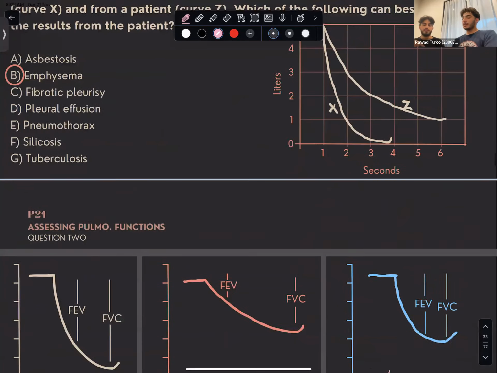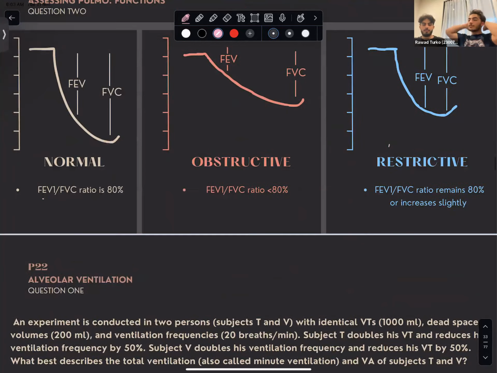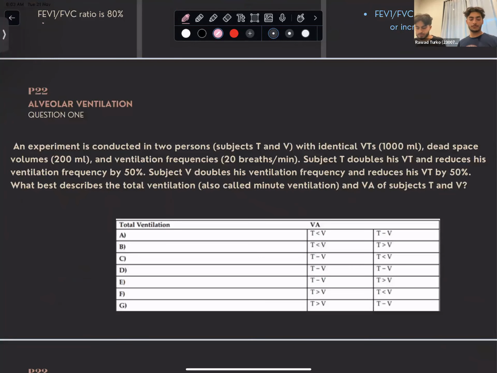Okay, moving on to alveolar ventilation. An experiment is conducted in 2 persons, subjects T and V, with identical VT, which is 1,000 mL. Dead space is 200. Ventilation frequency is 20 breaths. Subject T doubles his VT and reduces his ventilation frequency by 50%. Subject V doubles his frequency and reduces his VT by 50%. What's the total ventilation and what's the VA for the subjects?